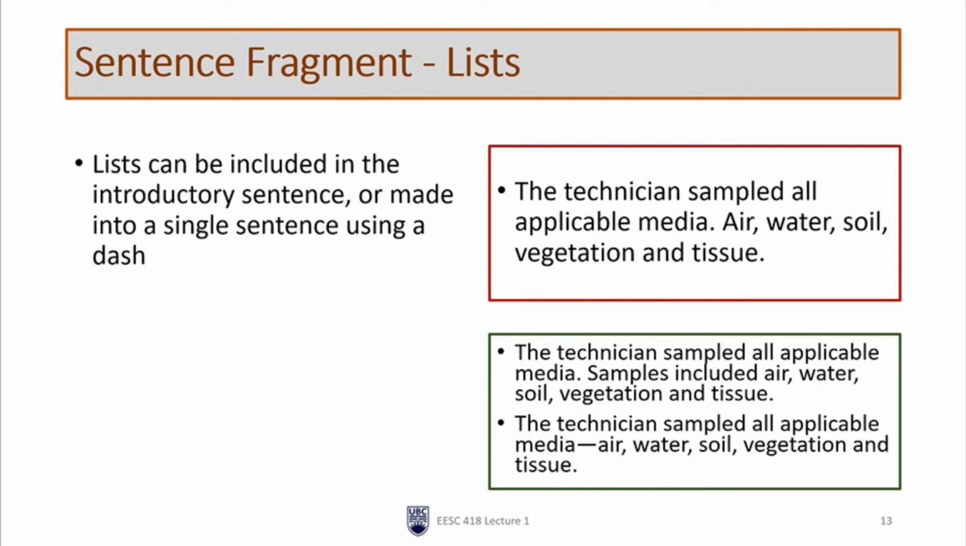So in this second sentence, we now have a complete sentence. The second correction uses a dash to combine the list into the first sentence. The technician sampled all applicable media - air, water, soil, vegetation, and tissue. And note that when I'm speaking out loud, the second sentence sounds exactly like our incorrect fragment from the example. It's only in writing that we can see the difference. Here I've used a dash instead of a full stop.